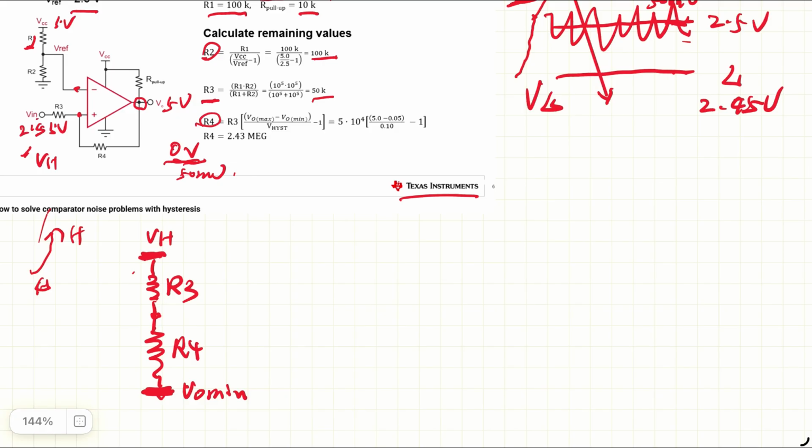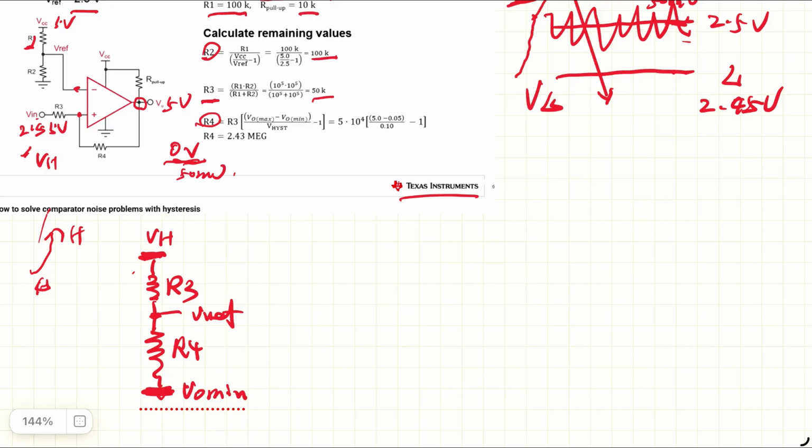And you notice this node is VREF. At this critical situation, just at the upper threshold, this node will be 2.5 volts, equal to VREF.